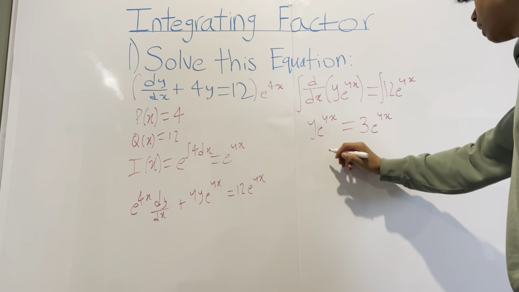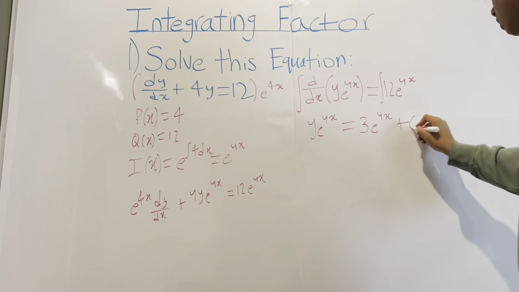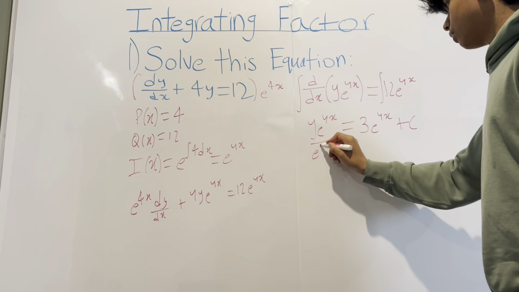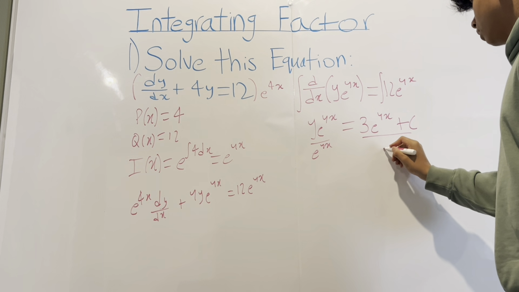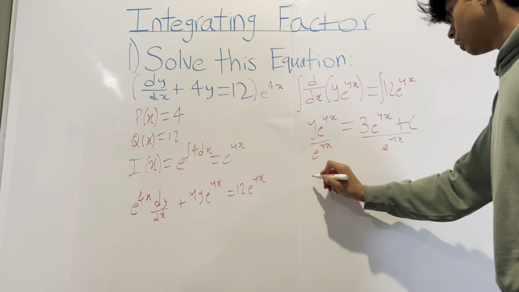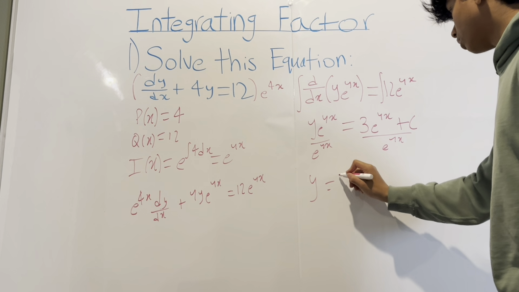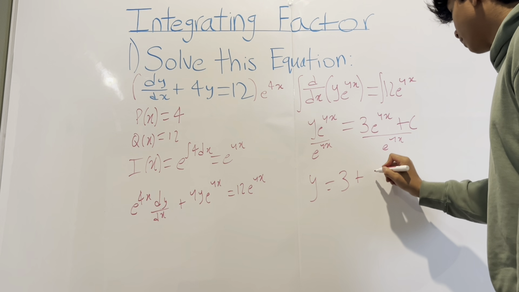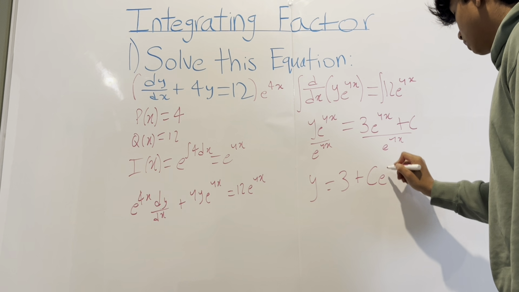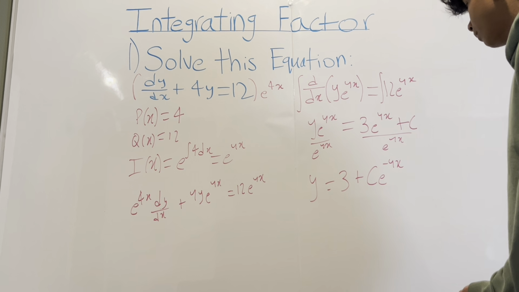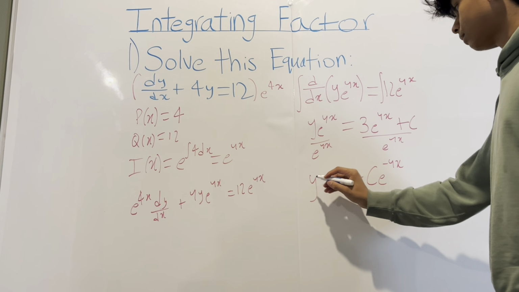Now we just have to divide by e to the 4x, and this is plus c. Now we get y is equal to, these e to the 4x will cancel out, so 3 plus c e to the negative 4x. And this is our final answer.